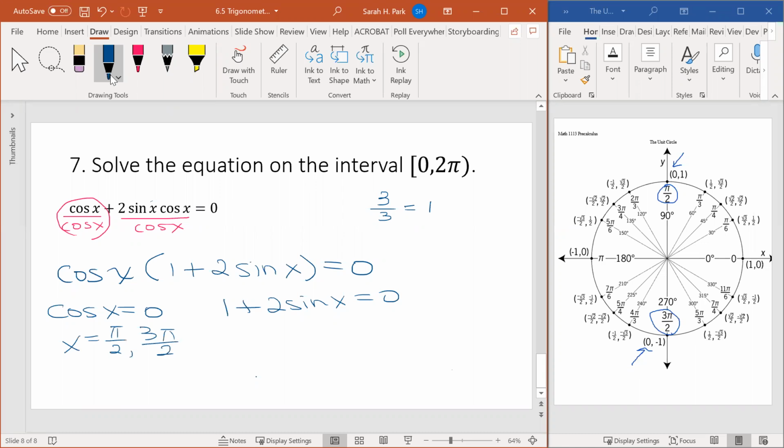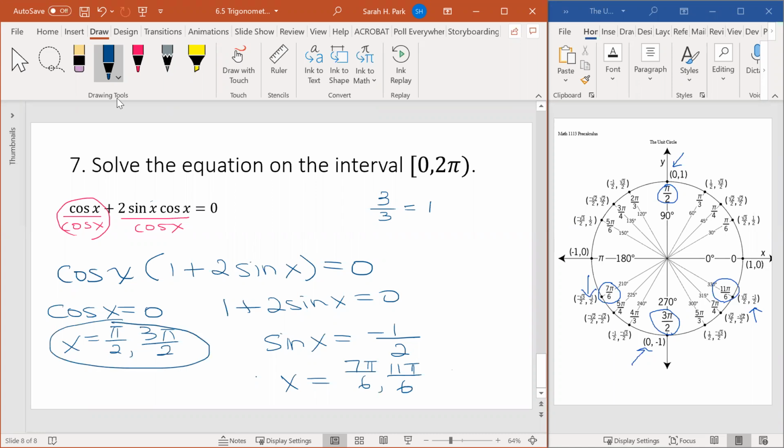And let's solve 1 plus 2 sine of x equals 0. That'll give us sine of x equals negative 1 over 2. And where does the y coordinate give us negative 1/2? Let's see here, the y coordinate is negative 1/2 at 7 pi over 6 and at 11 pi over 6. So again, 2 solutions for that factor: 7 pi over 6 and 11 pi over 6. So 4 solutions in total: pi over 2, 3 pi over 2, 7 pi over 6, and 11 pi over 6.